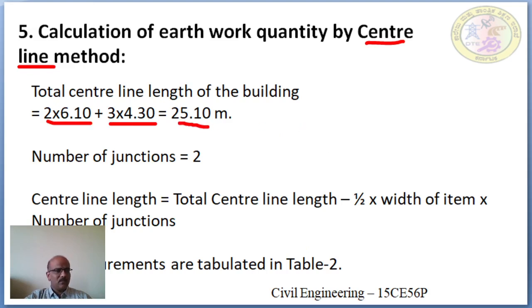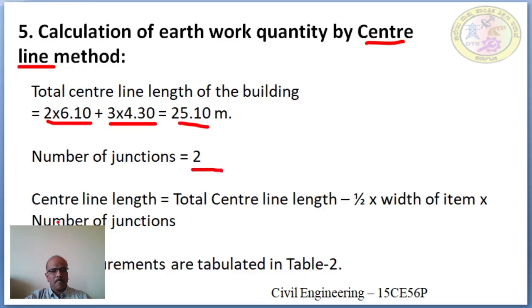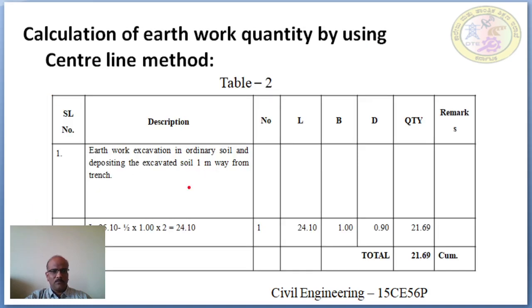The number of junctions we need to calculate. This is junction number 1 and this is the junction number 2. There are 2 junctions, so I have taken number of junctions as 2. The centerline length is calculated by total centerline length minus half into width of the item into number of junctions. The measurements of these calculations are tabulated in table 2. We will refer to table 2 now.